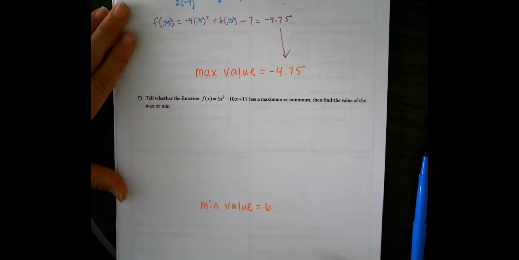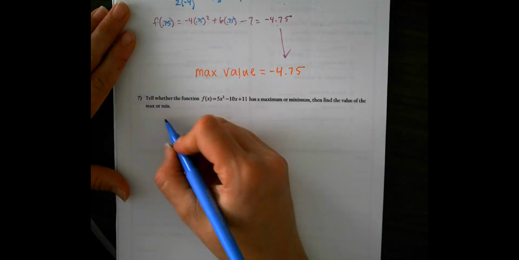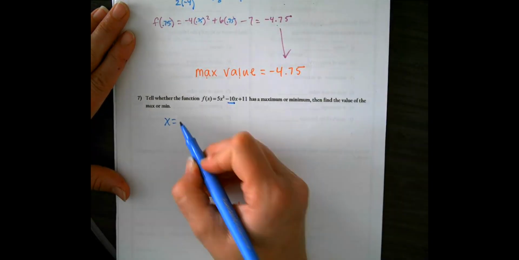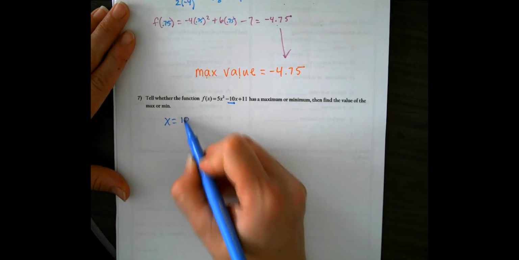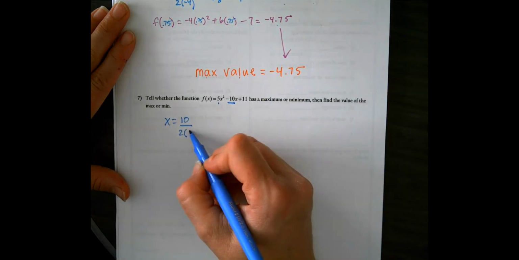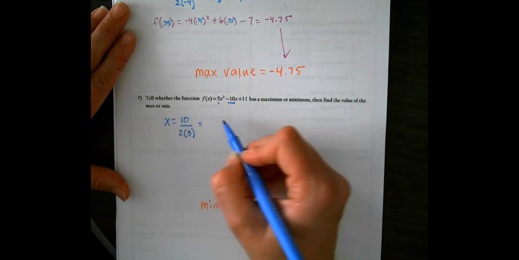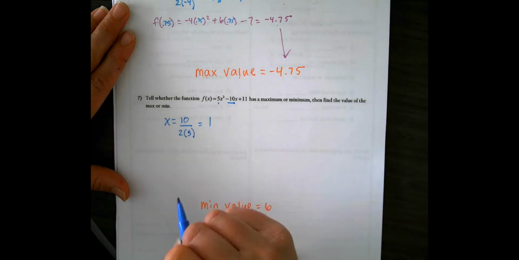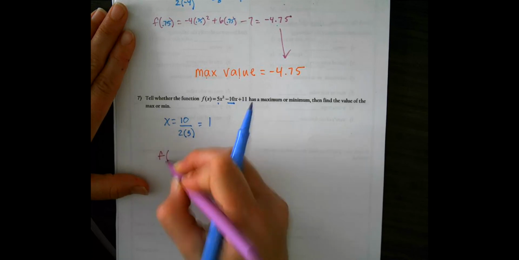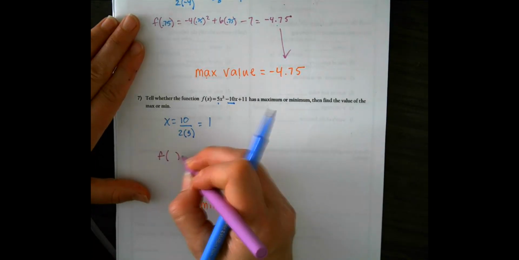On the last problem here, same way, x equals, and now I've got negative 10 for my b value. So I'm going to put a positive 10 over 2 times the a value, which is 5. And that's 10 over 10. That's just going to give me a positive 1. I like nice numbers like that. That'd be my axis of symmetry, but that's not what they asked for.